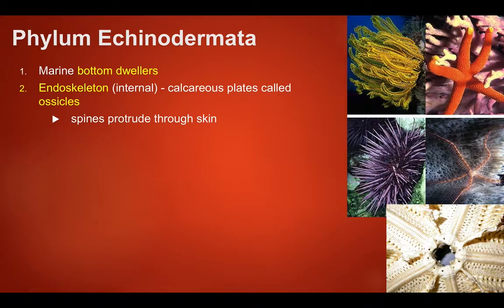They have an endoskeleton. So we have that word there, endo, meaning within. So it's an internal skeleton. It's composed of calcareous plates. Calcareous means it's made of calcium. And they call these plates ossicles. Depending on the class, we have different forms of spines or bristles, etc. There's going to be some of these spines protruding through their skin.